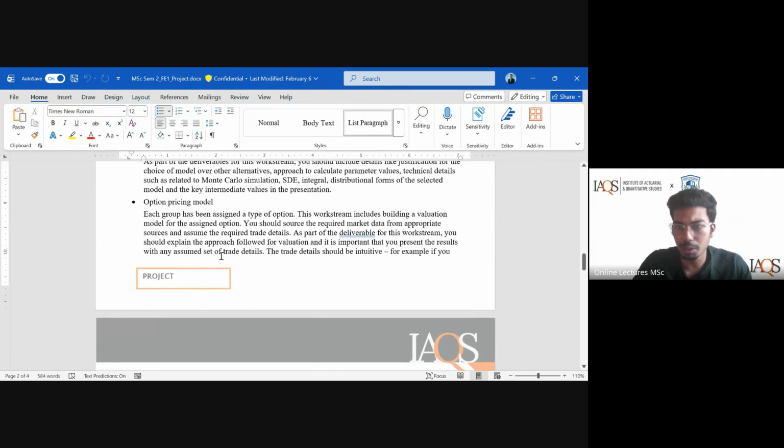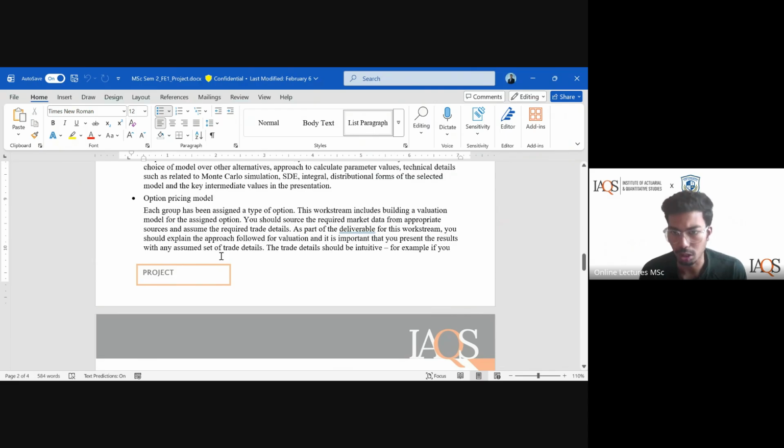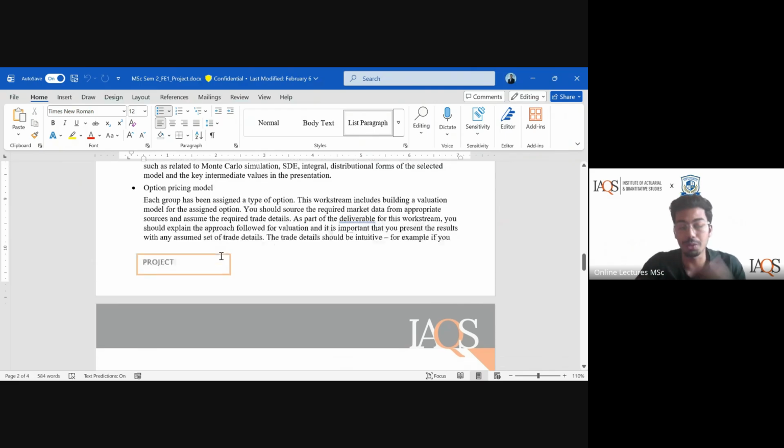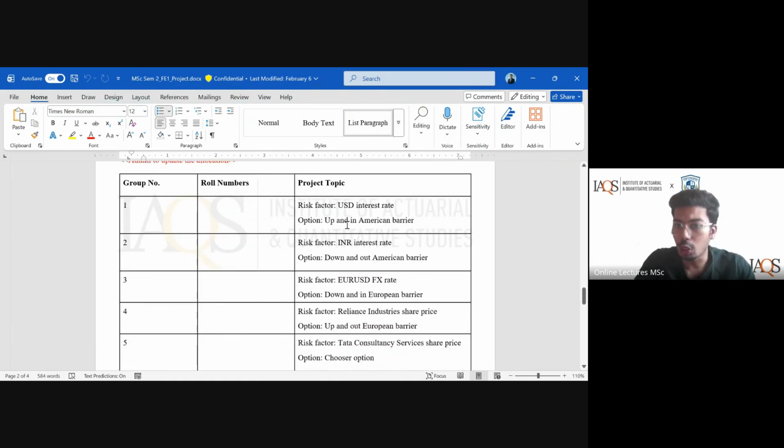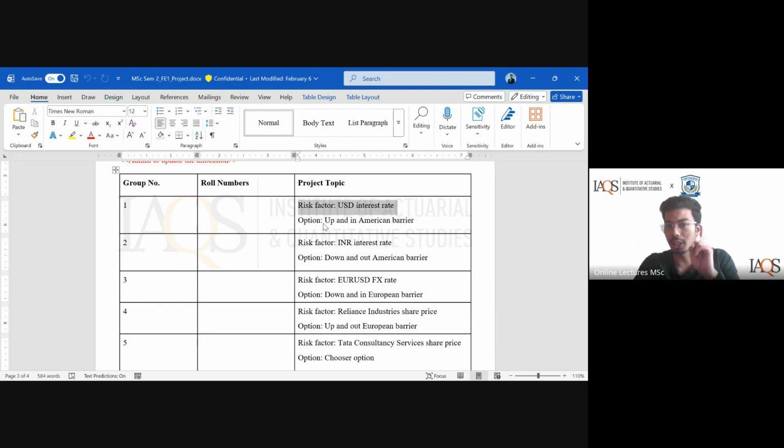The second part of the project is an option pricing model. Before I go ahead, one thing: it's a group-based project. Every group has been assigned one risk factor for their first part. Someone will have the USD interest rate, so they'll have to predict the USD interest rate. Someone will have the INR interest rate, someone will have the Euro USD FX rate, and so on. So you'll have to predict the risk factor assigned to your group.